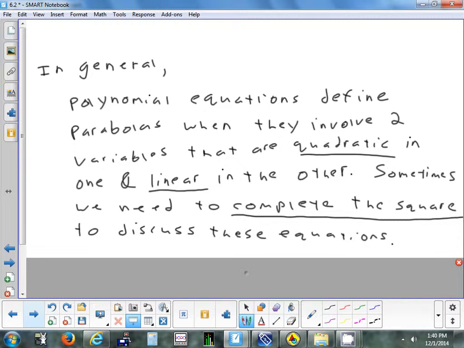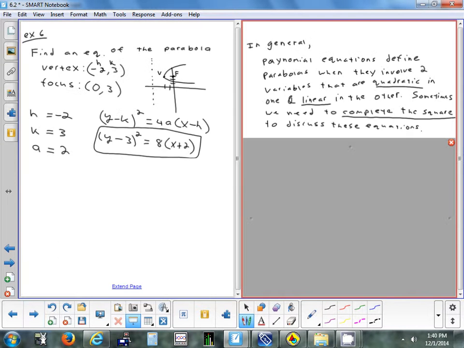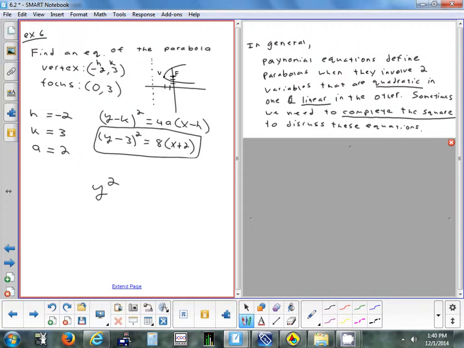Sometimes they give us an equation and we need to complete the square before we can discuss it. If you look at the equation we have on the left here, (y minus 3) squared, you never want to do that out. This is what you don't want to do: write it as y squared minus 6y plus 9. What I did is I FOILed it out and distributed the 8. Then sometimes they'll move everything to one side, like y squared minus 6y minus 8x minus 16.